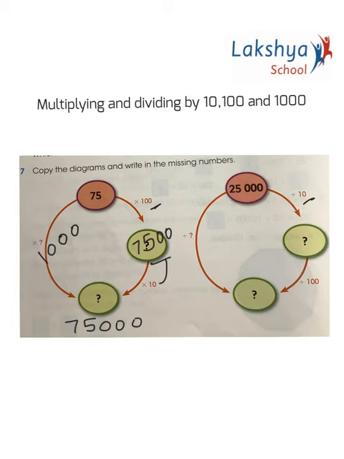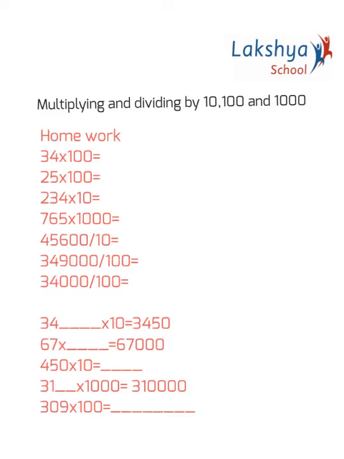25,000, when you divide by 10, you get 2500 because 0 and 0 get cancelled. So you are left with 2500. When you divide 2500 by 100, we get 25. That is, zeros get cancelled. Now 25,000 divided by which number gives us 25? It is when you divide by 1000, the 3 zeros get cancelled and you are left with 25. Work out these sums.